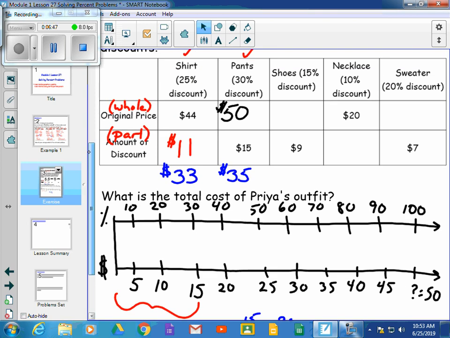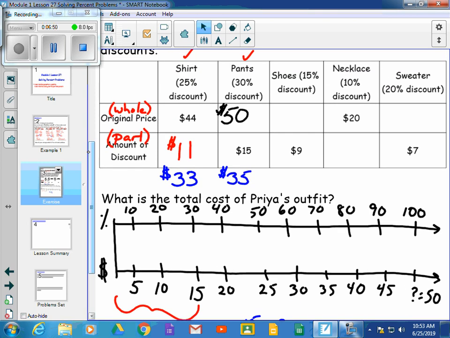I would like you guys to finish that table, and then don't forget this last question here. What is the total cost of her outfit? Find out how much she's paying for each article of clothing, and then add the total together to get a total cost.